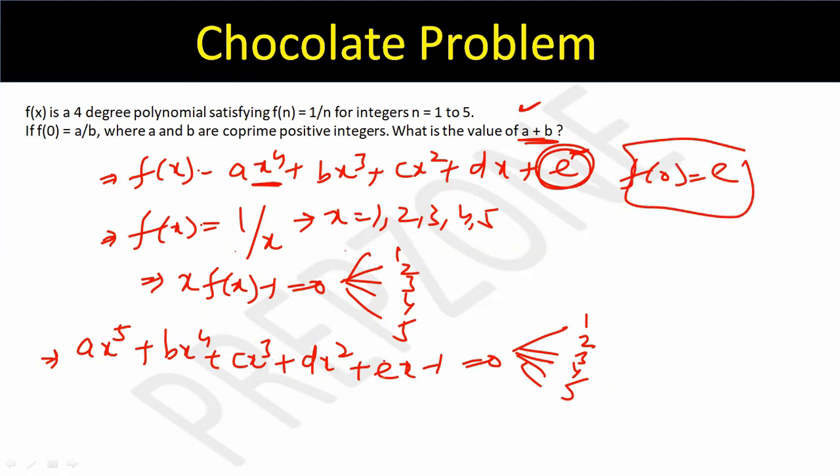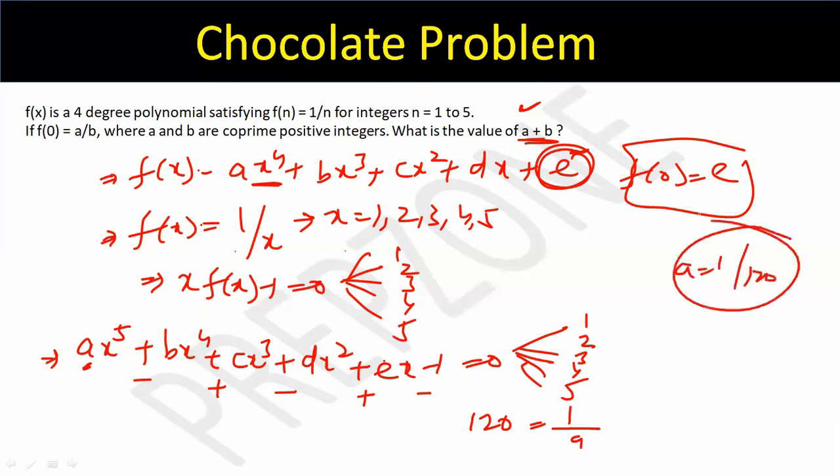Abhi e kaise niklega? Mujhe pata hai. Sum of the roots taken 4 at a time is, this is minus, plus, minus, plus. Sum of the roots taken 4 at a time is e by a. E nikalne ke liye pehle to mujhe a nikalna padega, right? A kaise niklega? A is nothing but product of all the roots. Product of all the roots is 5 factorial, which is 120. 120 is nothing but, this is 1 by a. So, maine a ka value nikal liya. A is 1 by 120. Theek hai?